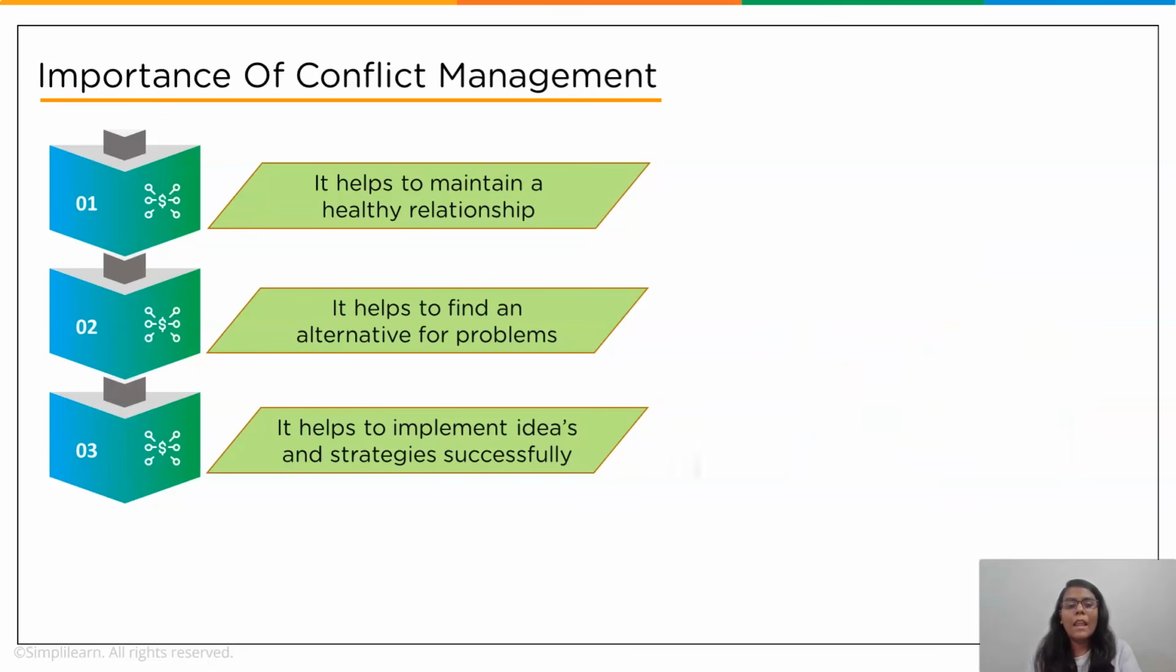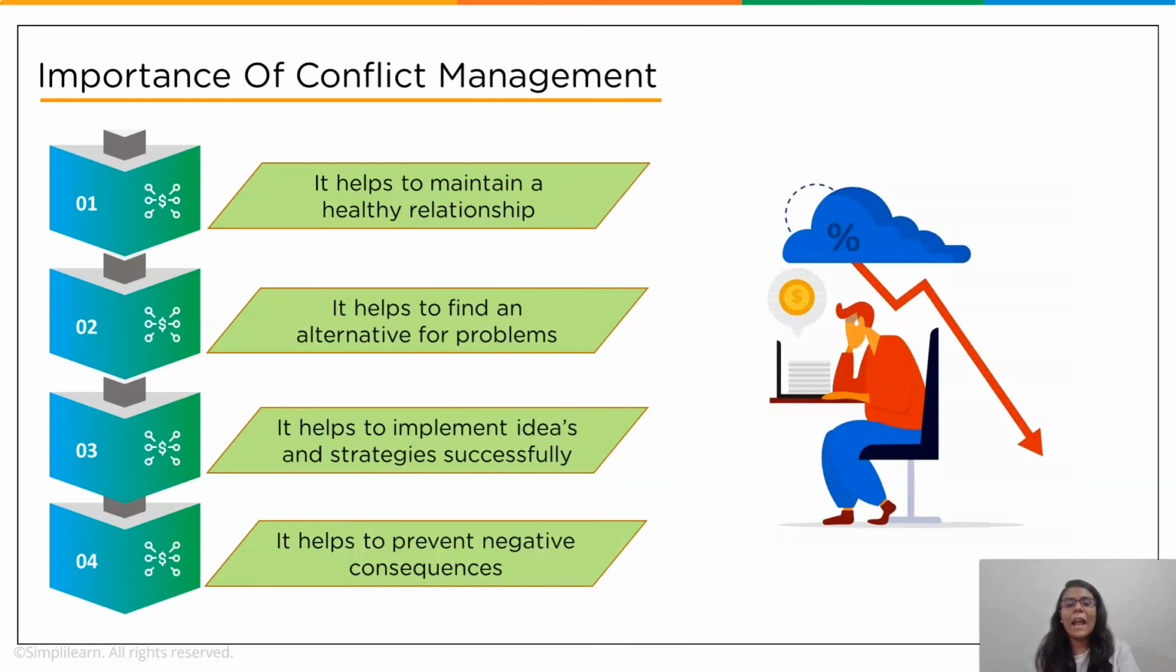Now, it also helps to implement ideas and strategies successfully. When individuals open up to others towards discussion, it makes one feel confident and motivated towards this way of approach, where discussion provides better ideas and strategies, avoiding ignorance and disrespect between employees.